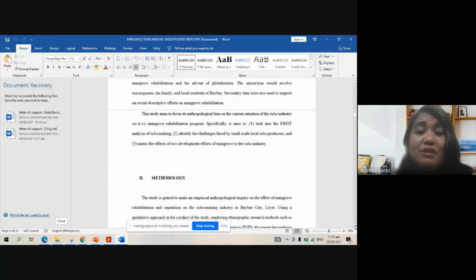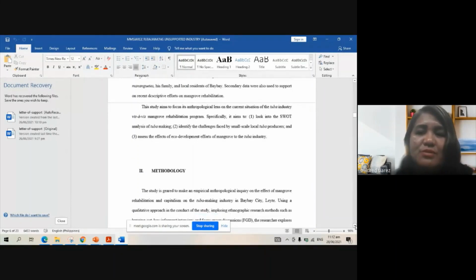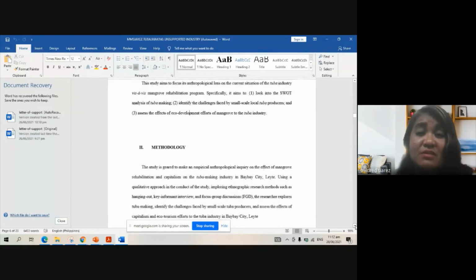Then I mentioned that the anthropological study is going to look into the tuba industry vis-a-vis mangrove rehabilitation. I did a SWOT analysis of tuba making, then identified the challenges faced by small-scale tuba producers, and assessed the effects of eco-development efforts on mangroves to the tuba industry. Since mangroves are no longer to be touched, what happened to the tuba industry? As you can see, it is just a description, not in question form. It could be a question form, but at the University of San Carlos we are encouraged to use an objective type, not a question type.